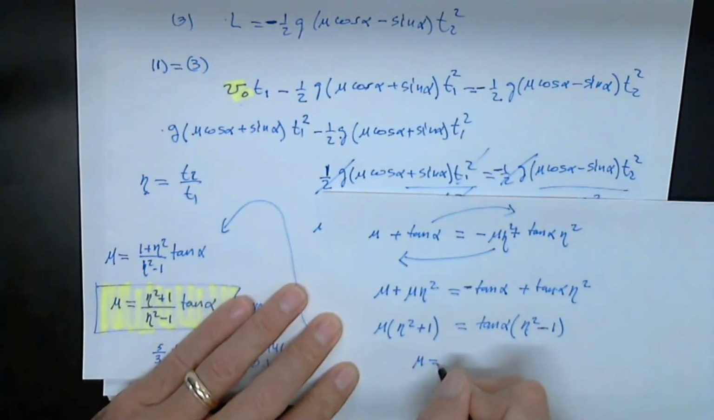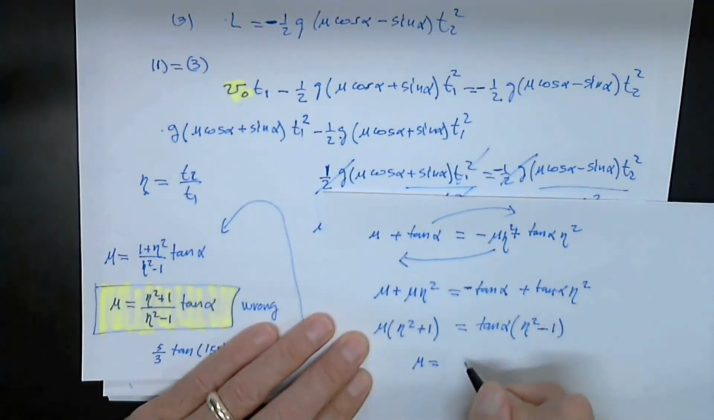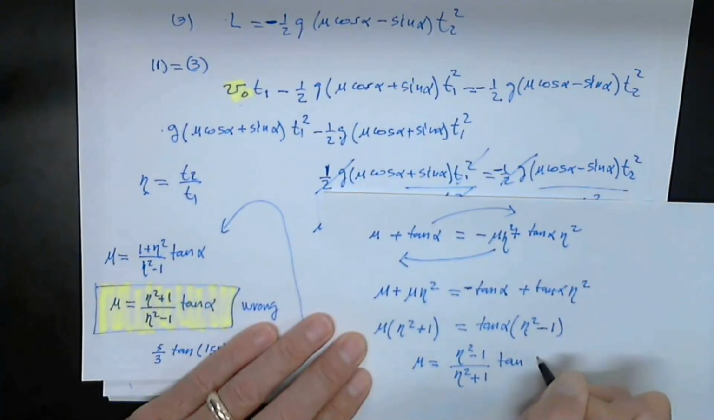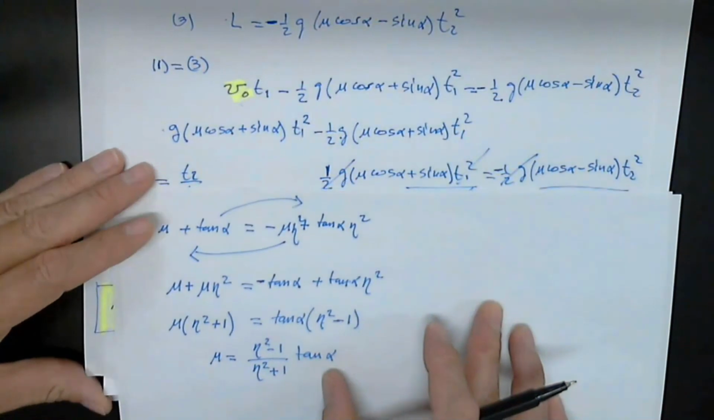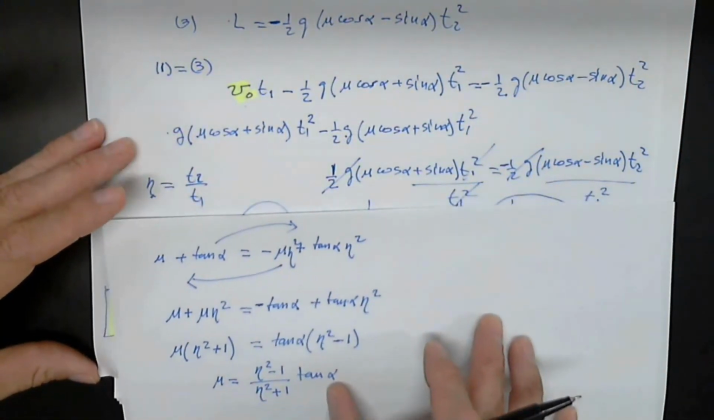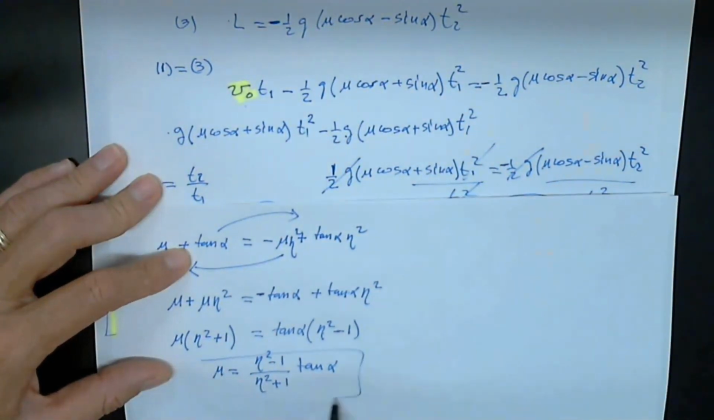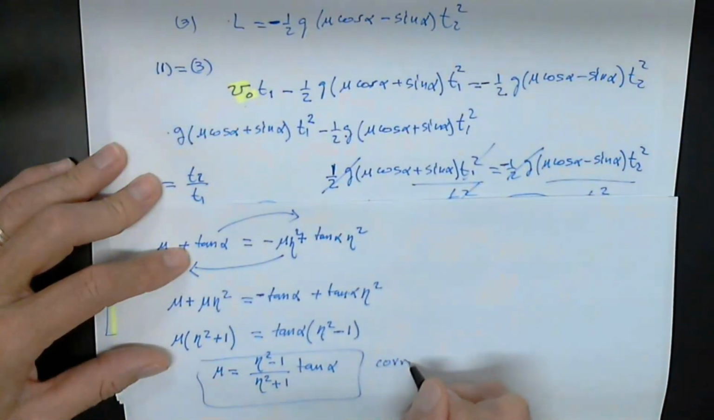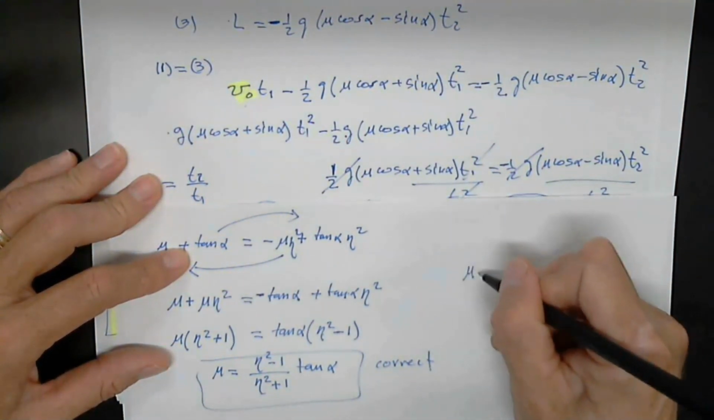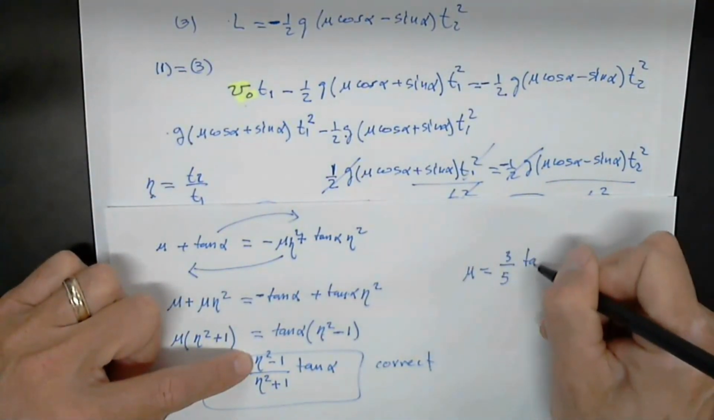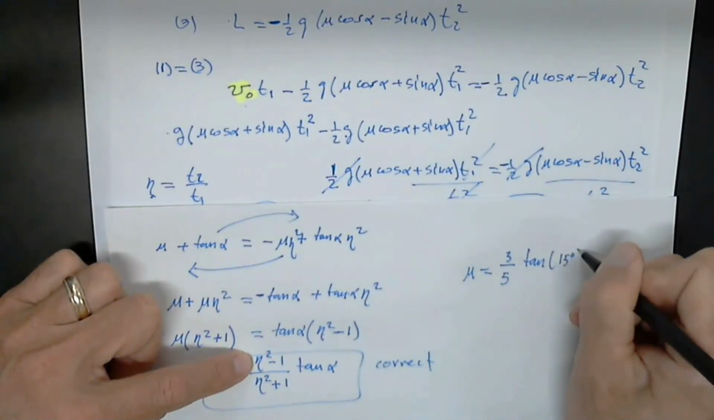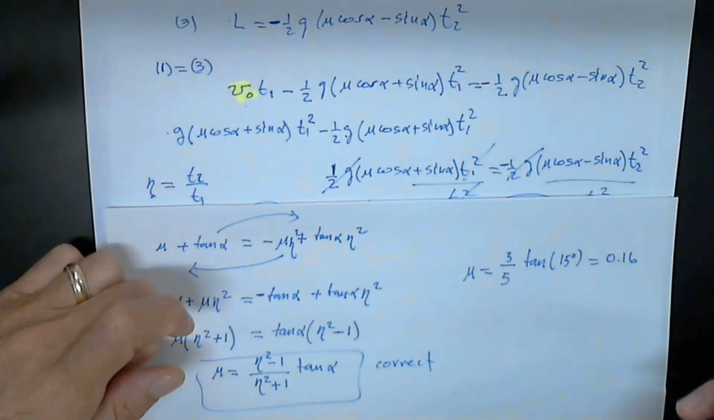So mu is mu squared minus 1, I mean that Greek letter, plus 1 tangent of alpha. And this is the correct answer. I checked. So mu is 4 minus 1, 3 over 5 tangent of 15, that is 0.16.